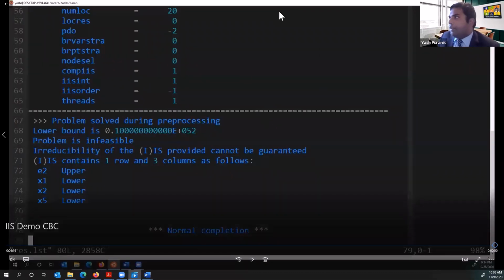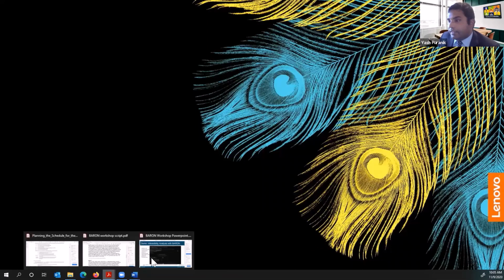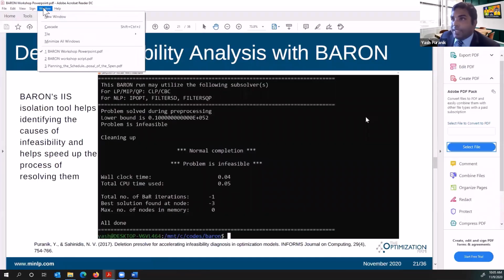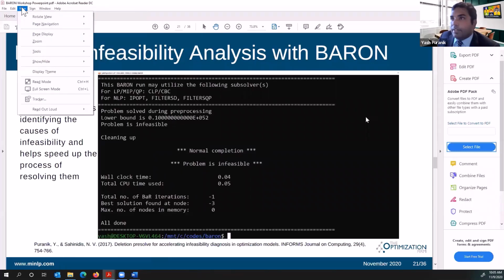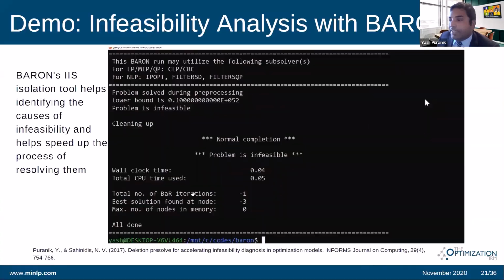So of course, you can find more details about this in the corresponding paper that I'm citing here. We did a lot of computational analysis in this paper, and in fact, we did find that for many problems, especially some of the largest problems, the IIS returned was often much smaller in size as compared to the original size of the models. So that helps focus your attention on a specific part of the model and hopefully speeds up the debugging process. Are there any questions for me at this point?